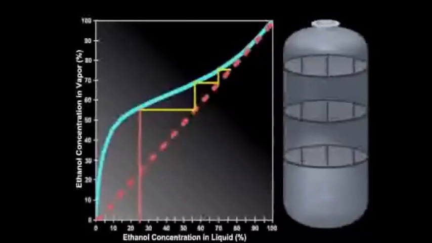The distillation column is a continuous process. It has a feed stream containing the original liquid mixture. From the top of the column, the distillate containing the more volatile components is removed. From the bottom of the column, the residue containing the less volatile components is removed.